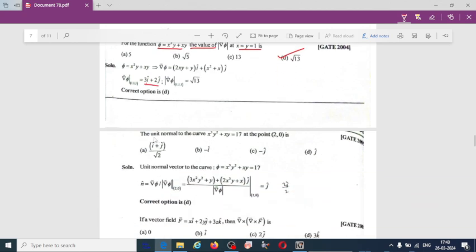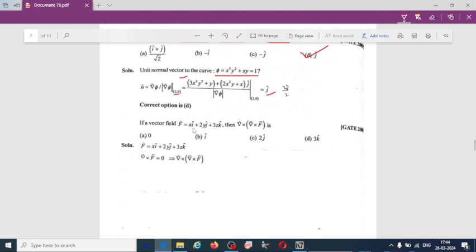The unit normal to the curve x cube y square plus xy is equal to 17 at the point 2, 0 is. First, whenever a plane or curve is given, you should take it as phi and take the gradient of that. If they ask for the unit normal, take grad phi divided by mod of grad phi. So phi they have given, take the gradient of phi. The equation is given in the numerator, then mod of grad phi in the denominator, and substitute the given point 2, 0. The answer is option J.